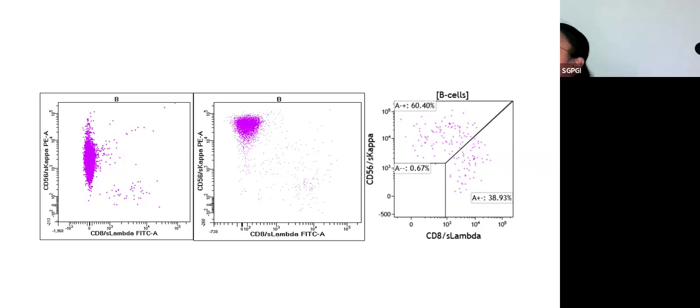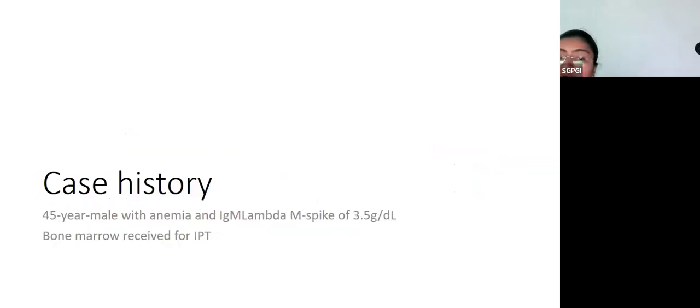Okay, so how many of you remember Hemant talking to you about issues with kappa lambda staining? So Dr. Hemant discussed that in the morning, right? I also remember that. So why are these issues very important? Let us look at a few cases which highlight the problems that I have faced for kappa and lambda staining over a period of time. So this was a 45-year-old male with an IgM lambda M spike of 3.5 gram per deciliter, and we received a bone marrow for immunophenotyping. With an IgM lambda M spike, what do you think the patient has?